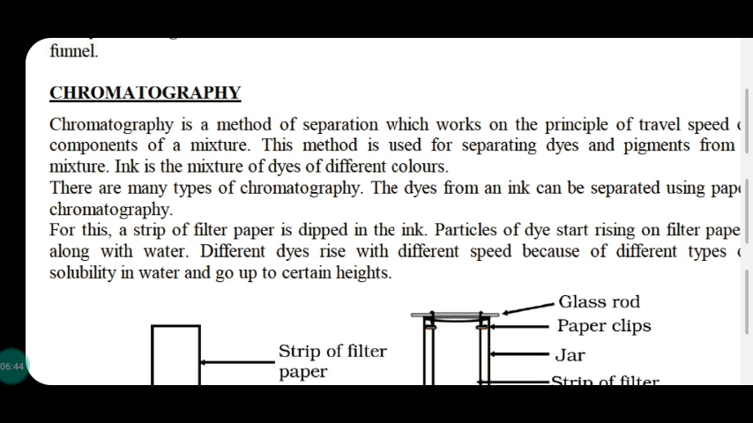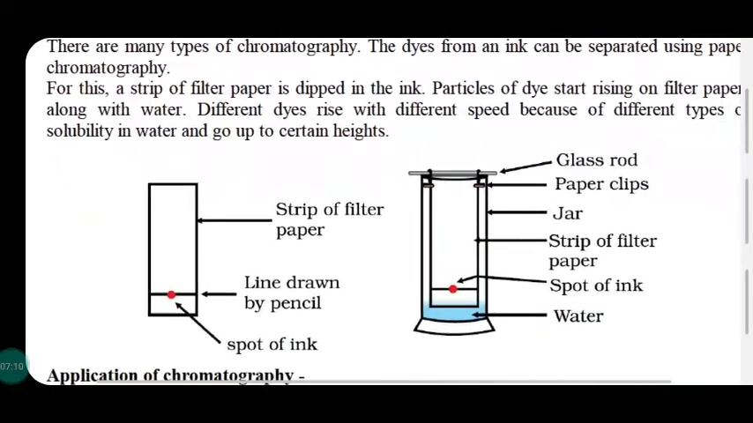For example, ink. There are many types of chromatography, paper chromatography, column chromatography, etc. See, paper chromatography. We need a strip of filter paper and on it place a drop of ink. Fix this paper on a stand and keep this paper in a beaker containing water. See the arrangement. Also notice the paper just touches the level of water. It is not fully immersed, just touching only.